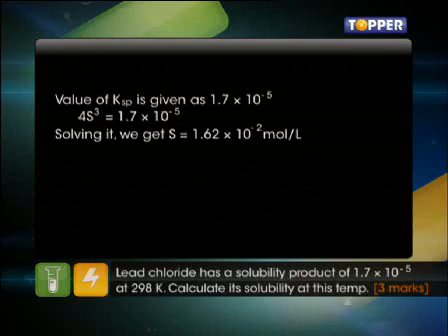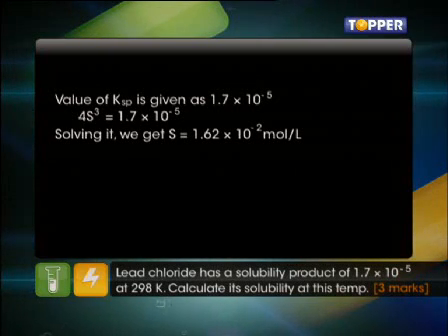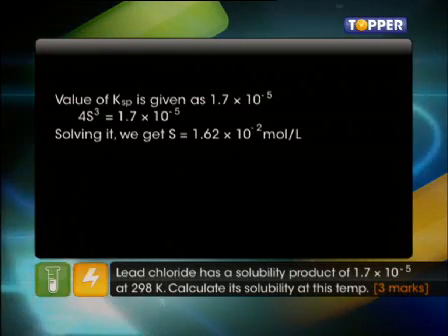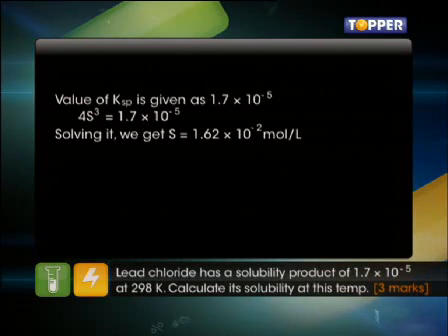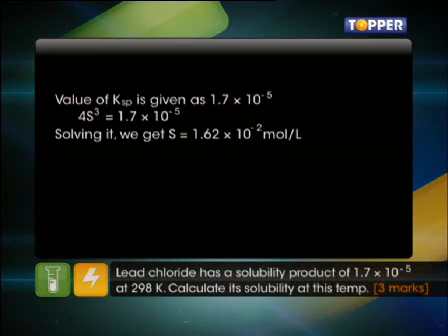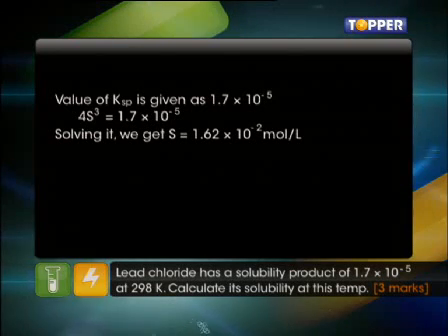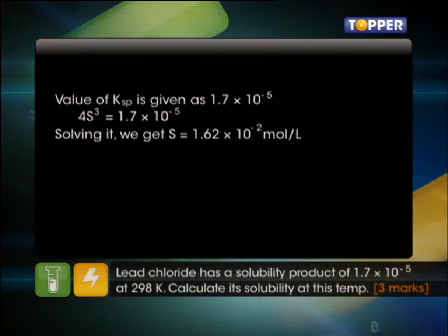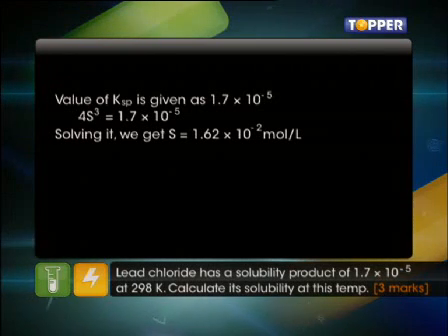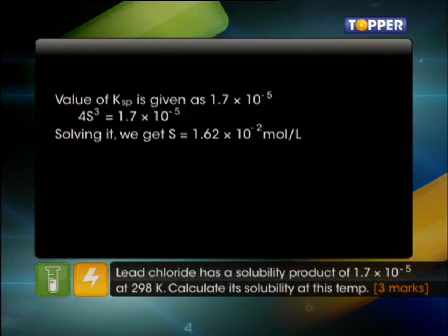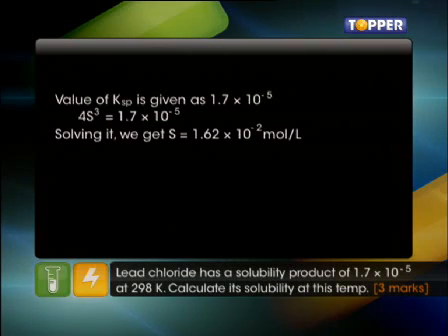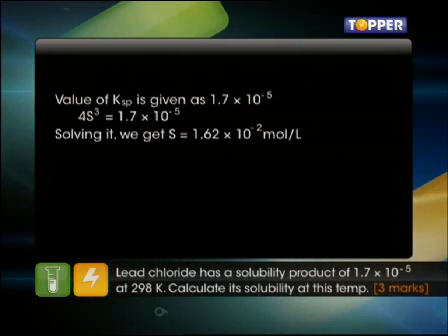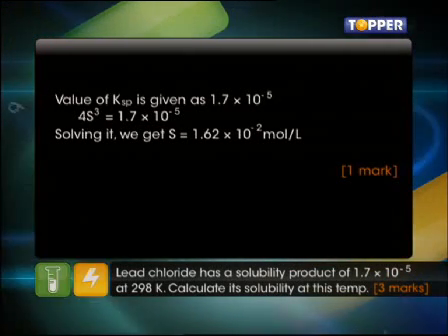Value of Ksp is given as 1.7 times 10 to the power minus 5. Therefore, 4S cubed is equal to 1.7 times 10 to the power minus 5. Solving it, we find that the solubility S at 298 Kelvin is 1.62 times 10 to the power minus 2 moles per liter. This will fetch you the final 1 mark.